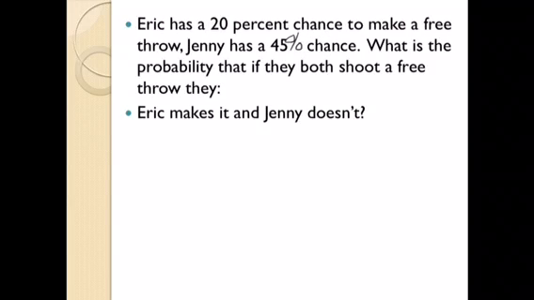Alright, so here we have the same scenario with Eric and Jenny taking a free throw, but now the question is that Eric makes it and Jenny doesn't. So Eric making it is a 20% chance, so we're going to take that, and Jenny doesn't. So if Jenny has a 45% chance of making it, she now has a 55% chance of not making it. And to find that, we subtracted the 45% from 100 because it's the complement, or the opposite. And now we can go ahead and calculate our answer.